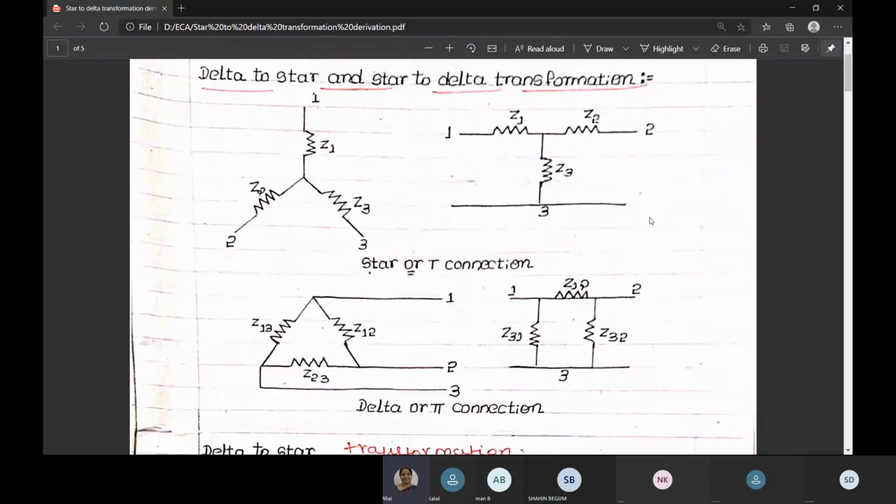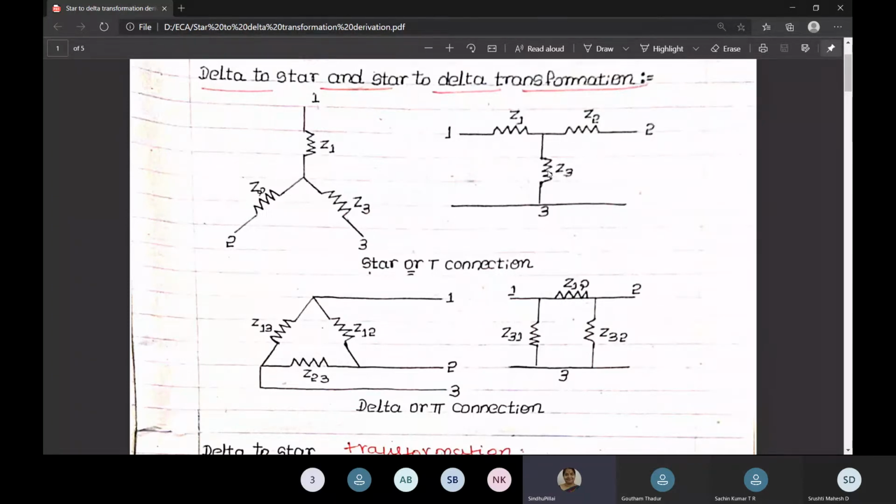On screen, the star to delta conversion is shown, how the star looks and how the delta looks. The first network I have shown is the star network. Here Z1, Z2, Z3, this is the star network. A star network can be in this form also, or in this form also, Z1, Z2, Z3. Like a T network, it is also called a star or T connection.